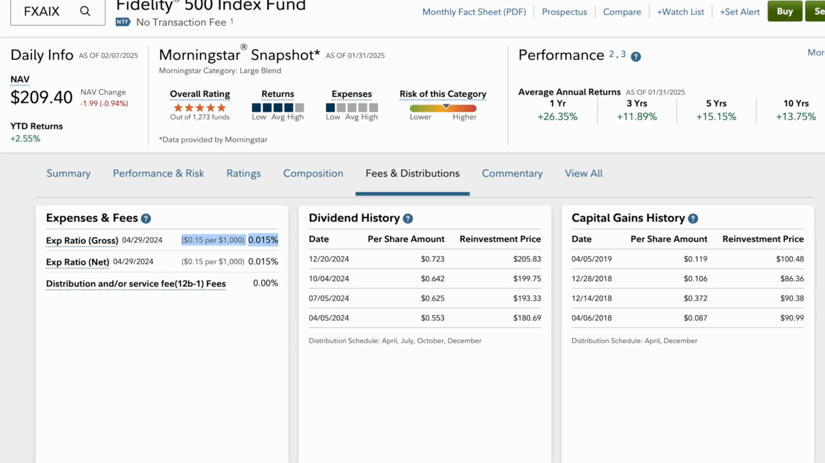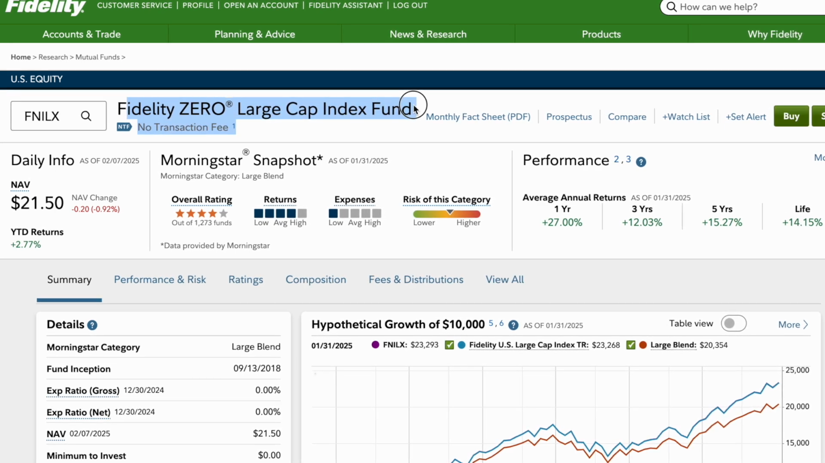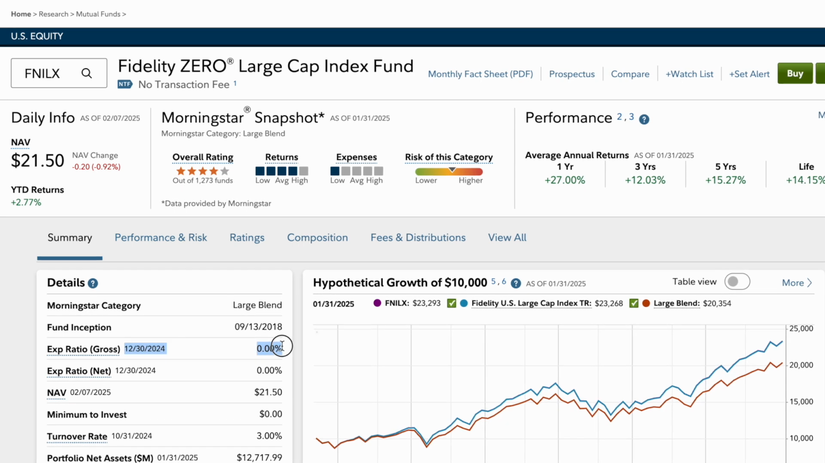There's also another option you can do where you invest in the Fidelity Zero Large Cap Index fund, and I'll post that video at the end of this, but this will allow you to pay no expense ratio, and I'll break down the differences of that in the next video for you.